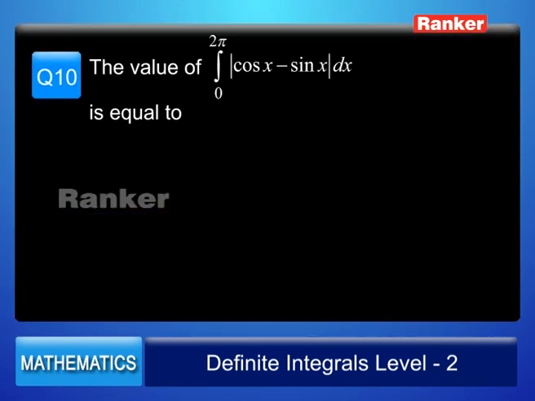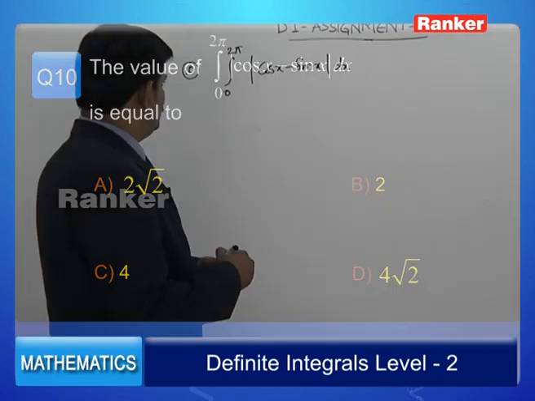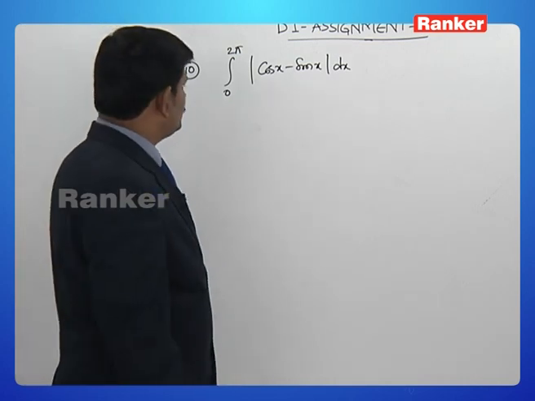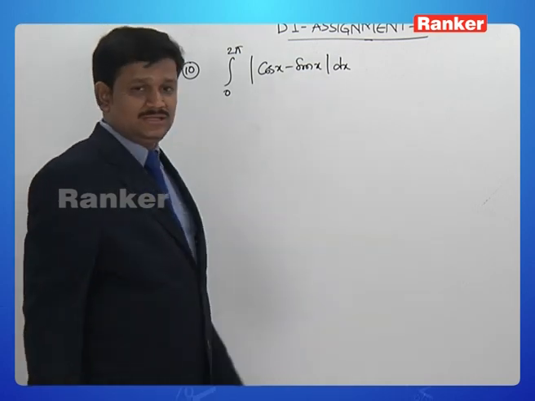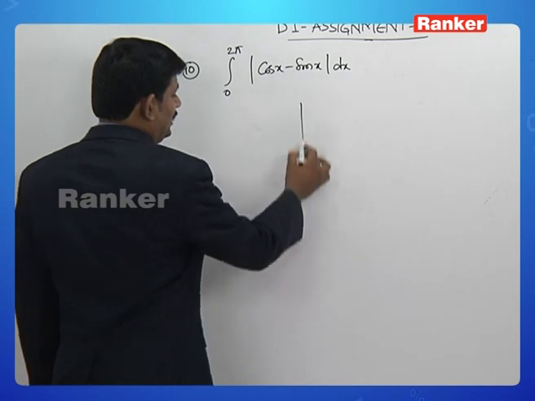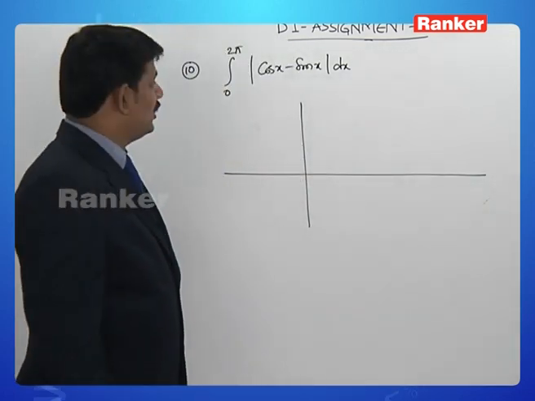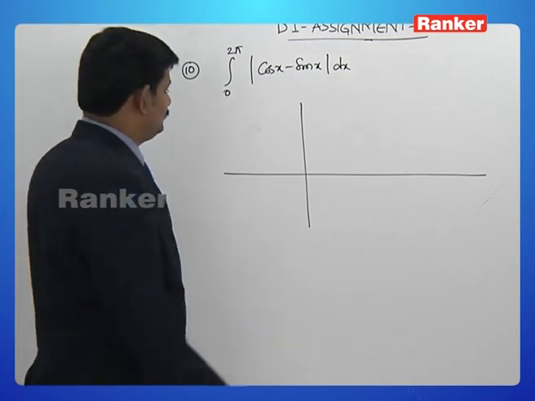Next question. Find the value of integral 0 to 2 pi mod cos x minus sin x dx. Option A 2 root 2, option B 2, option C 4 and option D 4 root 2. In this question, we need to evaluate integral 0 to 2 pi modulus of cos x minus sin x dx. For that, let us plot the graph of modulus of cos x minus sin x.